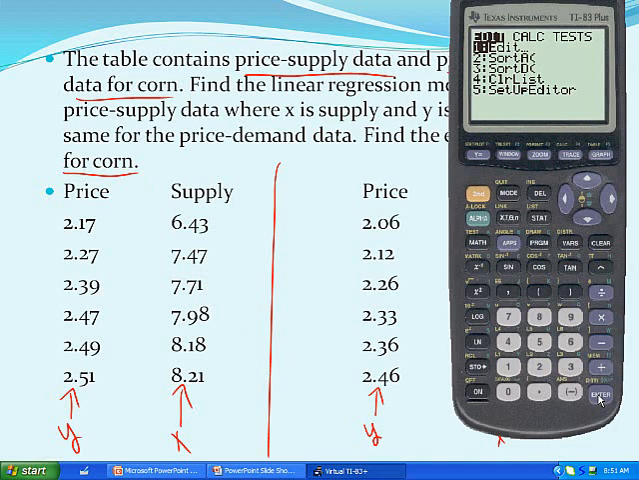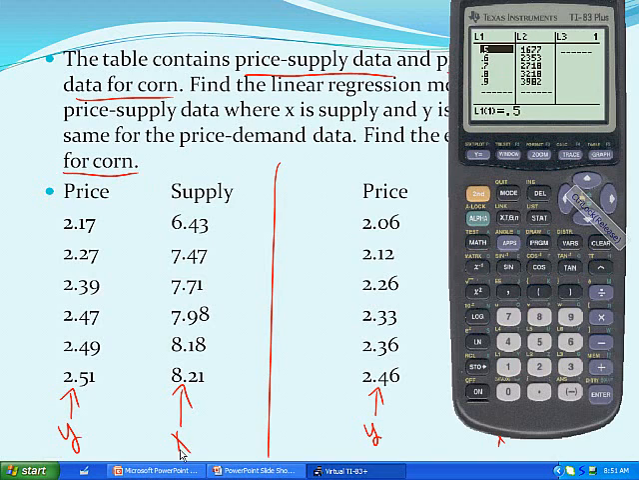We are going to find the linear regression model for the price supply data. Go to the stat and then select edit. We need to enter the data here under L1, L2. Notice that x is the supply, so we need to put the supply values under L1. In order to clear this data, we need to go to the list name and press clear, enter. We can also clear L2 by going to the list name, press clear, enter.